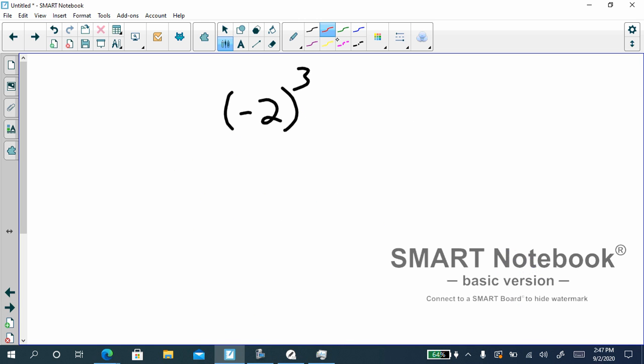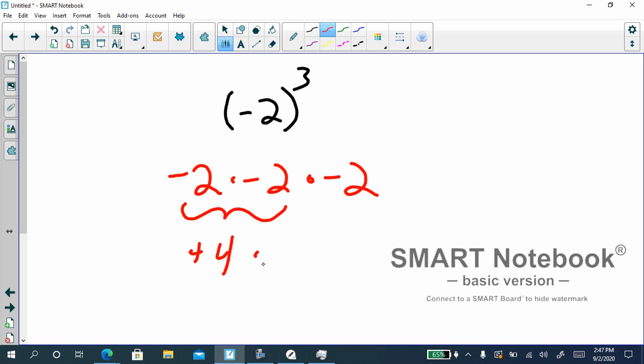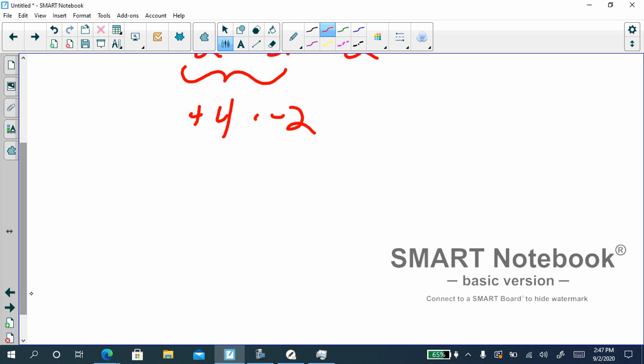Here we have an exponent. So remember what happens with exponents. That means we write our base that many times. So we write a negative 2 3 times, and we multiply those together. So negative 2 times negative 2, well, a negative times a negative is positive. 2 times 2 is 4. And then we bring down our negative 2. Positive times negative is negative. 4 times 2 is 8.